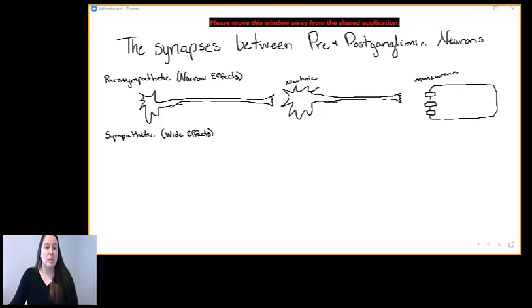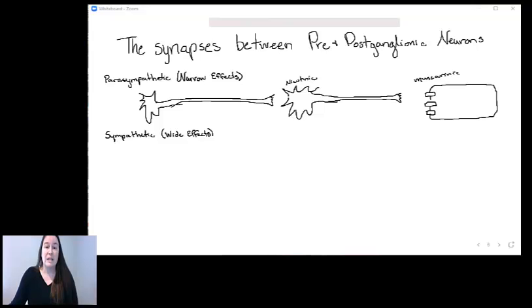So what we want to do is look at the synapses, and because the autonomic nervous system is using a preganglionic and a postganglionic neuron, what that means is that there are two synapses that become important to us. We want to investigate the synapse inside the ganglia. That is going to be the synapse between the parasympathetic preganglionic neuron and the postganglionic neuron. We're going to do this for the sympathetic system too.